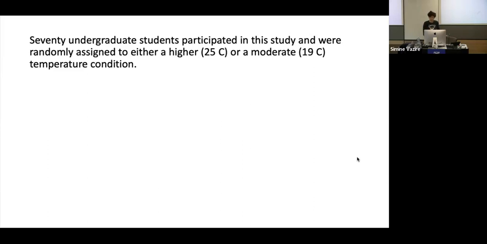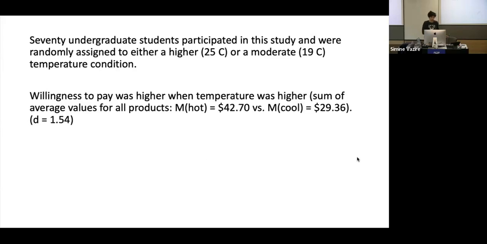And then they had to participate in something like an auction, probably a kind of artificial version of an auction. And they found that willingness to pay was higher when temperature was higher. On average, in the hot condition, people were willing to pay $42.70 across a bunch of items. In the 19-degree condition, people were willing to pay $29. This is an effect size of, well, you can see the raw effect size in dollars. In standard deviations, it's 1.5 standard deviations.